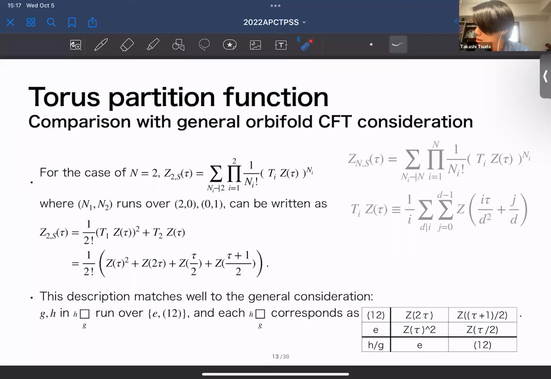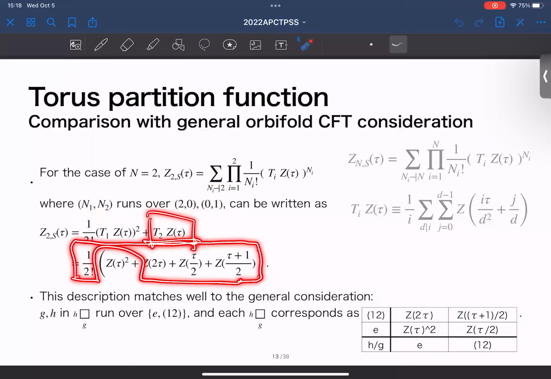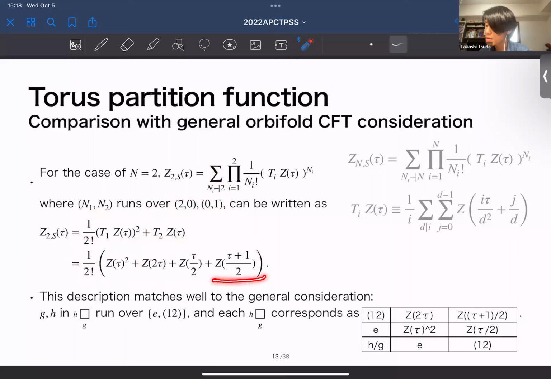Yes, we check the N=2 symmetric orbifold case. The partitions of N run over (2,0) and (0,1), and this summation comes into these two terms, and we know that T_2 Z is equal to these terms, and finally we get this representation. This description matches well to the box representation, like they correspond like this.